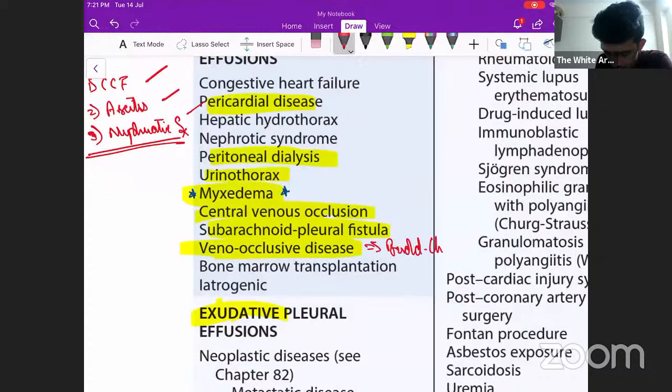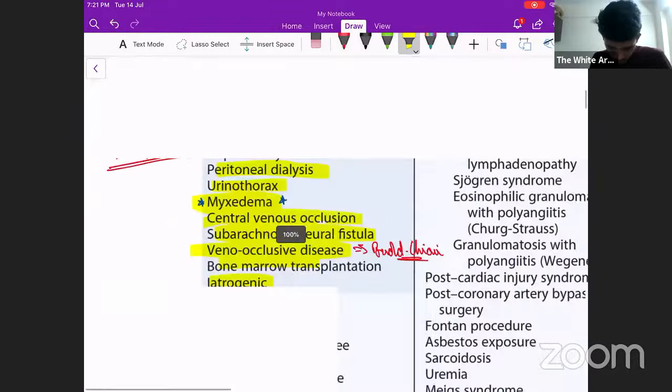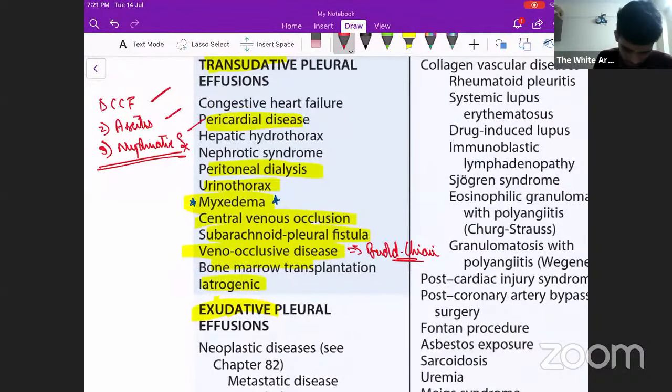Budd-Chiari. Classic example is Budd-Chiari syndrome. Next, bone marrow transplantation and iatrogenic. By iatrogenic, they mean that once you put a CVP line, the fluid might escape if you cause damage to the pleura. So important causes 1, 2, 3.